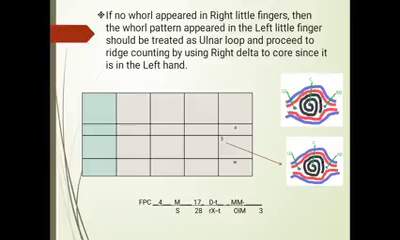If no whirl appears in the right little finger, then the whirl pattern appearing in the left little finger should be treated as an ulnar loop, and proceed to ridge counting by using the right delta to core since it is in the left hand. So if the right little finger is an arc, then the left little finger is a whirl. The result of your final classification will be 3, which is obtained in the left little finger with a whirl pattern.